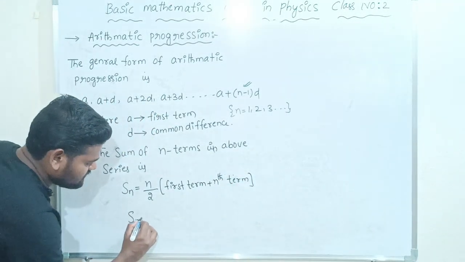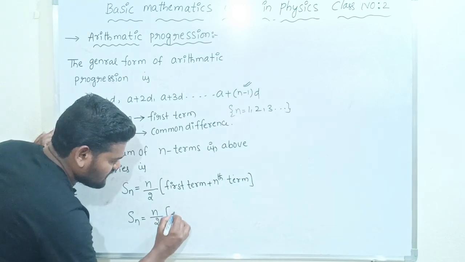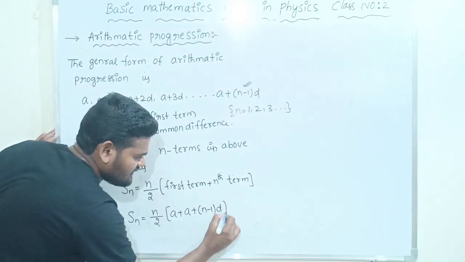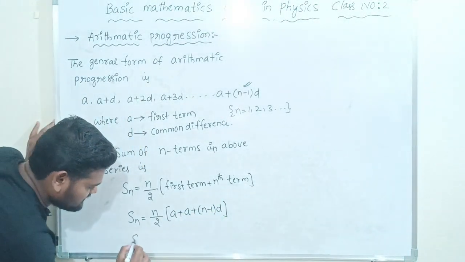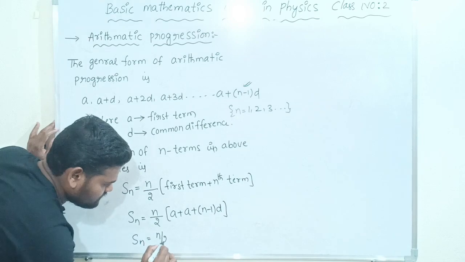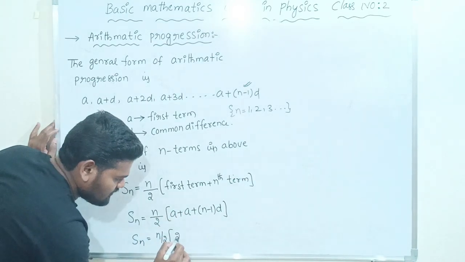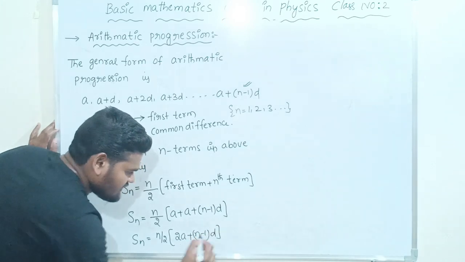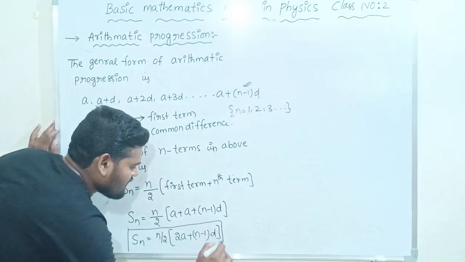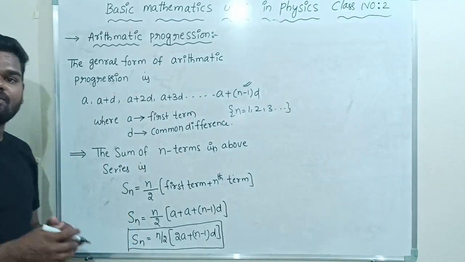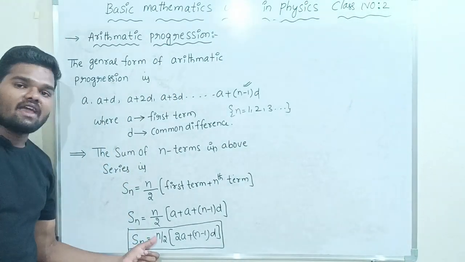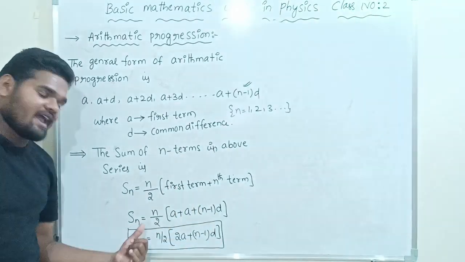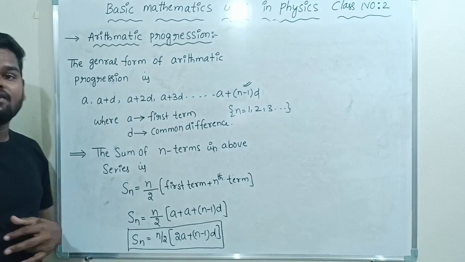So what is the first term? a is the first term. What is the nth term? a plus n minus 1 into d is the nth term. So Sn is equal to n by 2 into a plus a, 2a plus n minus 1 into d. So this equation gives the sum of n terms in arithmetic progression. So Sn is equal to n by 2 into 2a plus n minus 1 into d is the sum of n terms in what? Arithmetic progression.